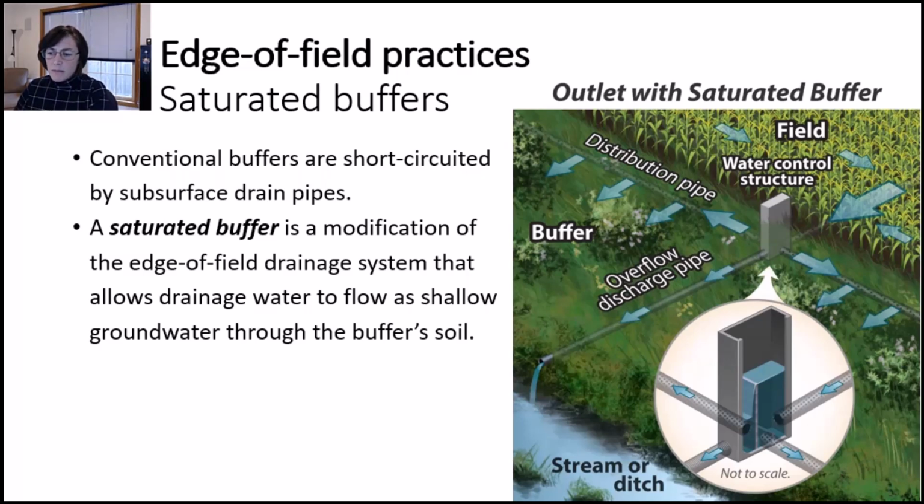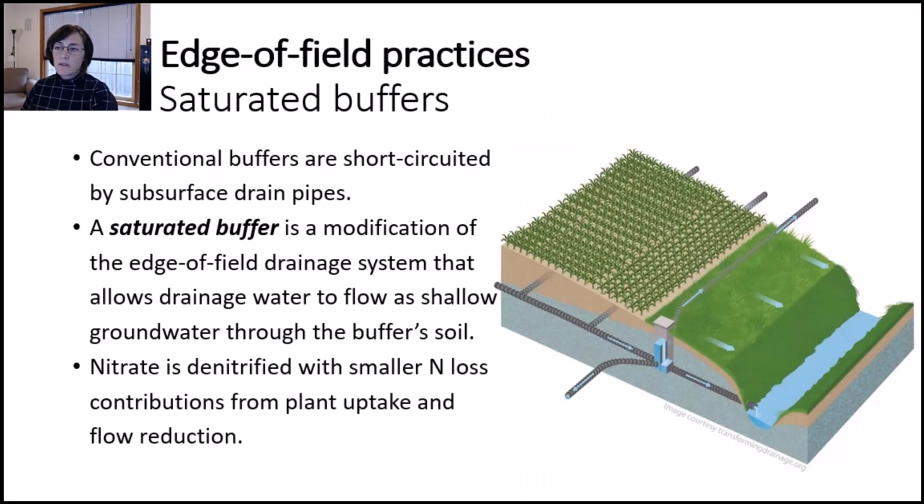So how does a saturated buffer actually reduce nitrogen loss in drainage? As water moves through the buffer soil, nitrate is denitrified, plants take up the water and the nitrogen, and flow is reduced slightly. Current research suggests that denitrification actually accounts for most of the nitrogen loss reduction that this practice provides, rather than plant uptake.